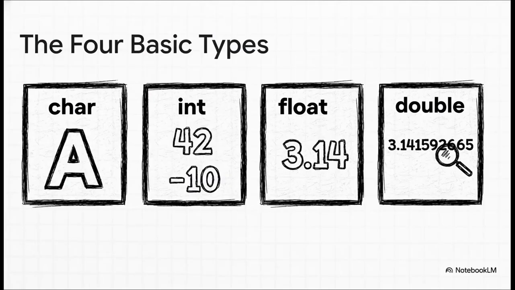So in C, we've got four really basic, or primitive, types to work with. You've got char, which is just for a single character, like the letter A. Then there's int. That's for integers, whole numbers like 10 or -50. And for numbers with decimal points, you have float and double. The main difference? Just think of double as the bigger, more precise cousin of float. It's for when you need a lot of numbers after that decimal point.